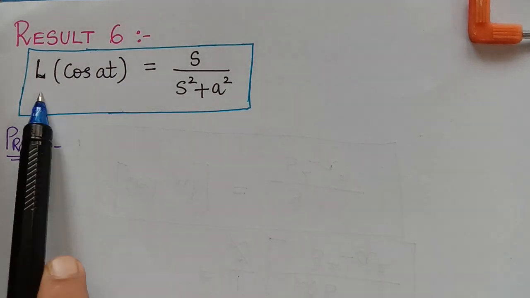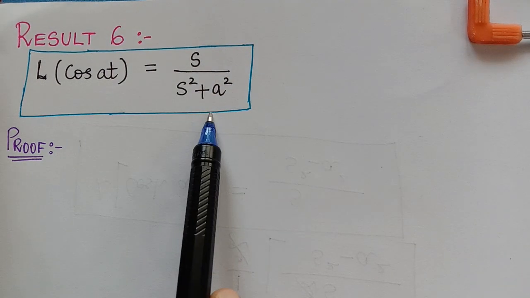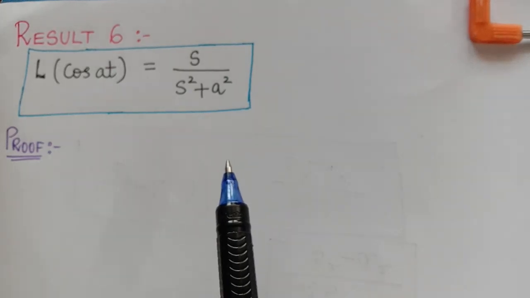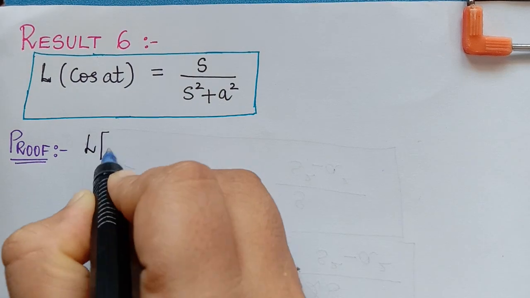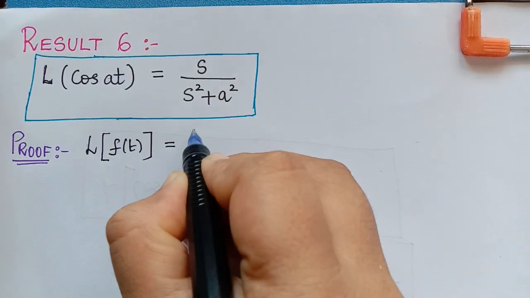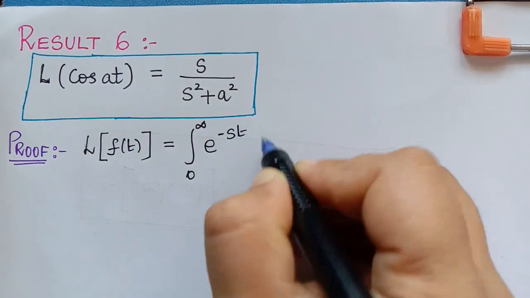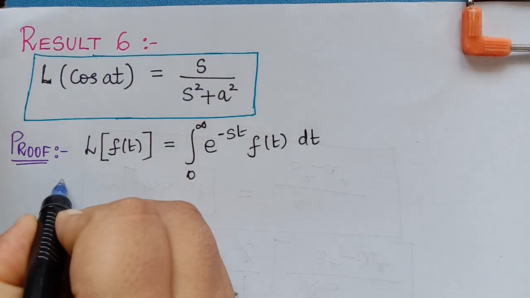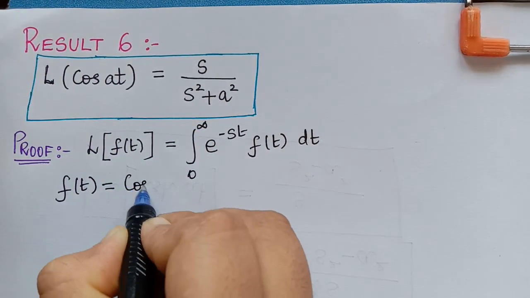Result 6 is Laplace transform of cos at is equal to s divided by s square plus a square. So let us prove this now. In order to prove this, first we shall write the formula for Laplace transform of a function f of t. It is given by integral 0 to infinity e to the power negative st f of t dt. Here in our problem, the function f of t is equal to cos at.